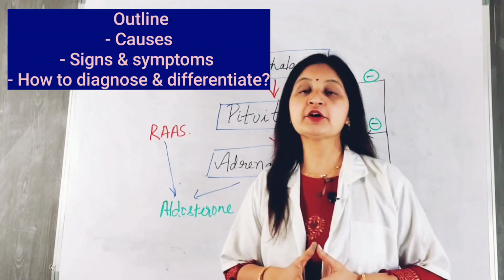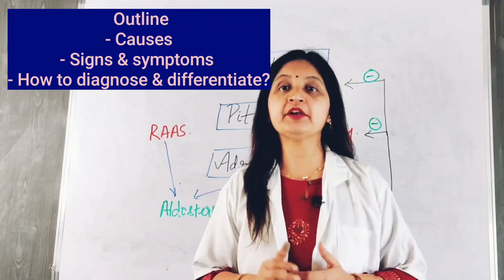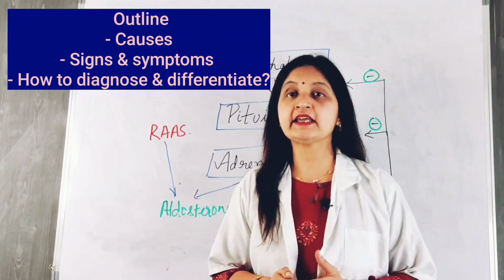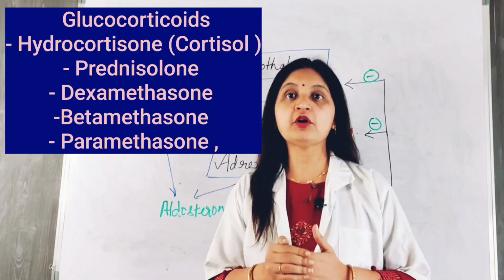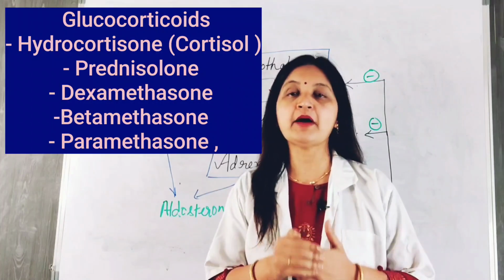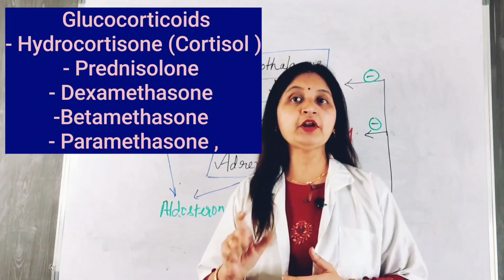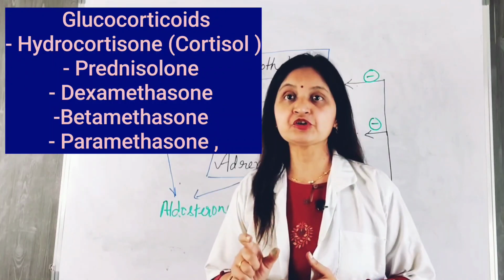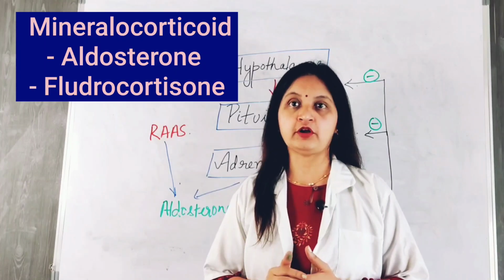So corticosteroids are grouped into glucocorticoids and mineralocorticoids. Glucocorticoids include hydrocortisone or cortisol, prednisolone, dexamethasone, betamethasone, and paramethasone. In the mineralocorticoid category, we have aldosterone and fludrocortisone.